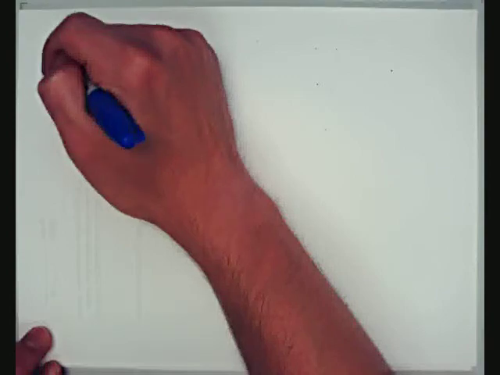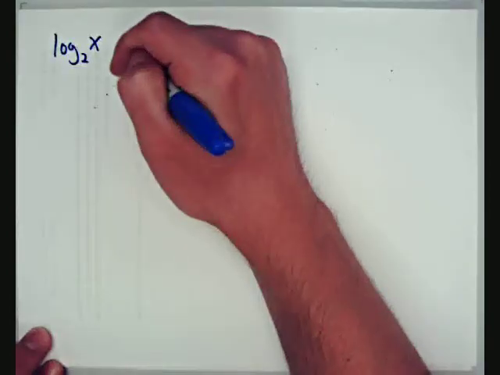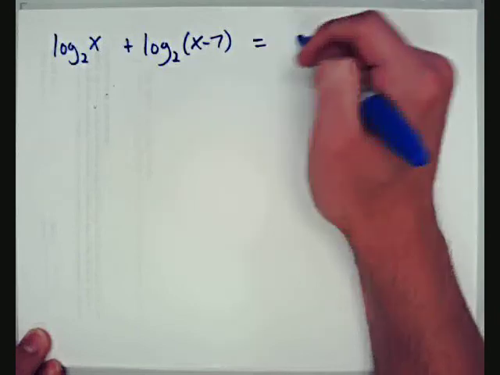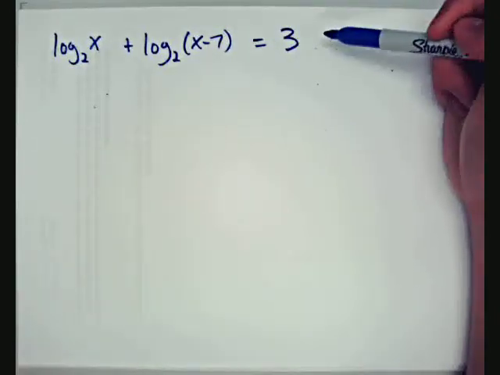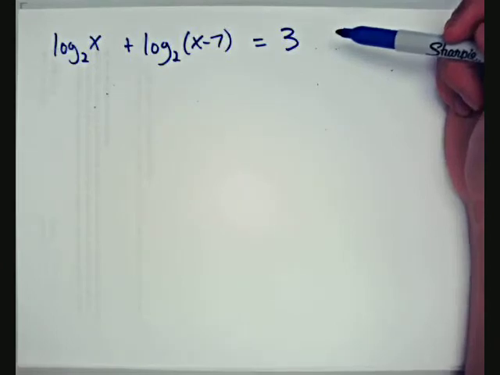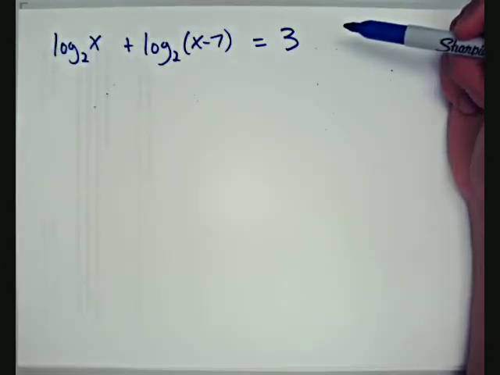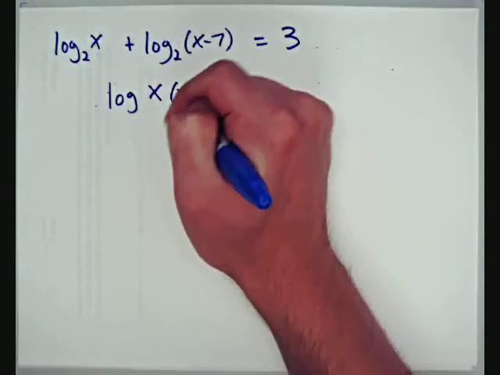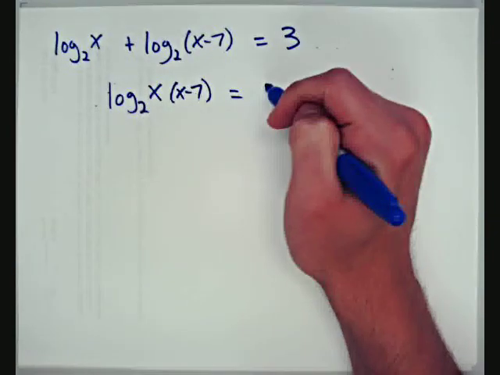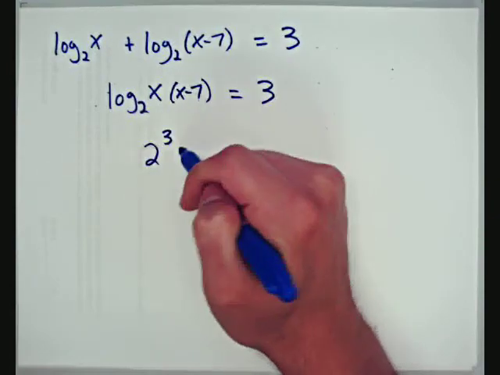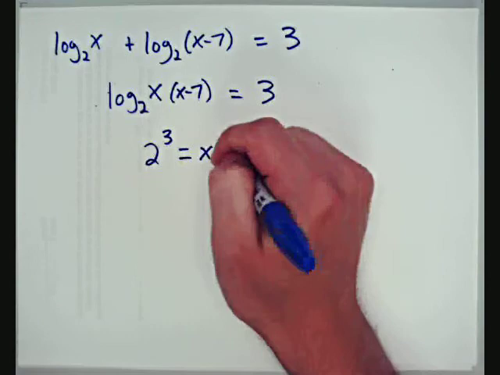Example 6, we have the log of x base 2 plus the log of x minus 7 base 2 equals 3. 3 is not a part of a log expression, so we're to use method 2. On the left, we have 2 logs. In order to use the definition, we need to combine this into one single log. 2 logs added together can be condensed into one single log by multiplying the inside expressions. Now that we have one single log on the left, we can use the definition. So we'll have 2 to the 3rd power equaling x times x minus 7.